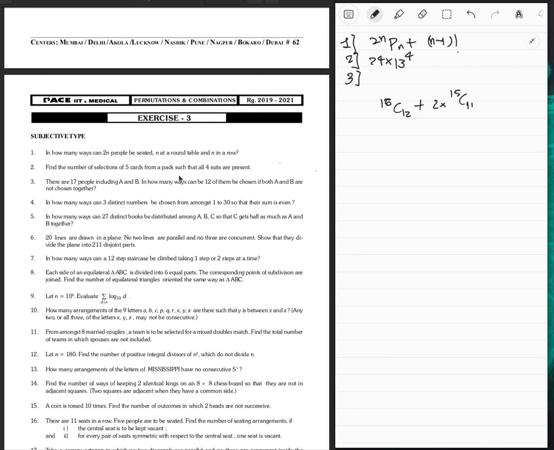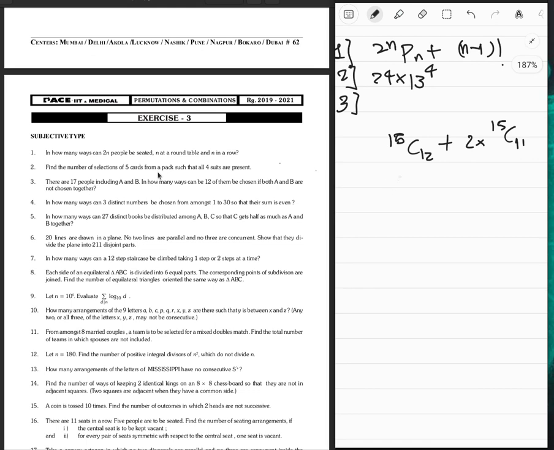So 15C12 if you're not using A and B, and then if you're choosing one of them, that should do it. Which is the same thing as 15C3. And this is 15C4. So just get 15 times 14 times 13 over 3 times 2.